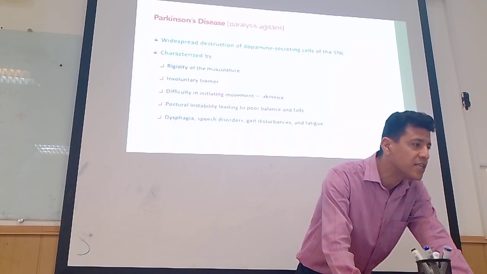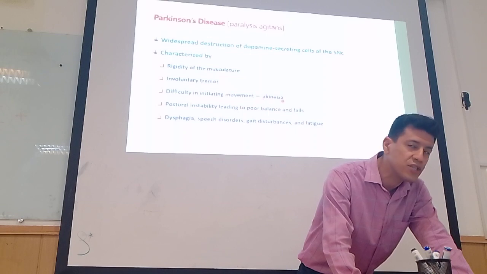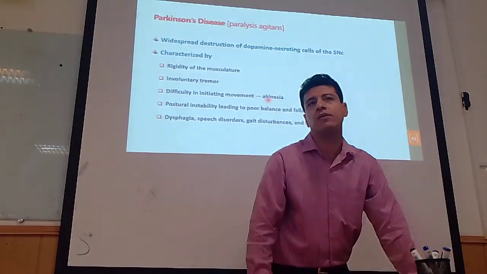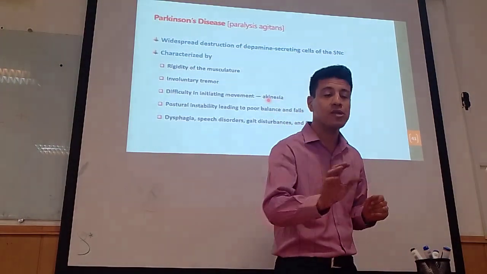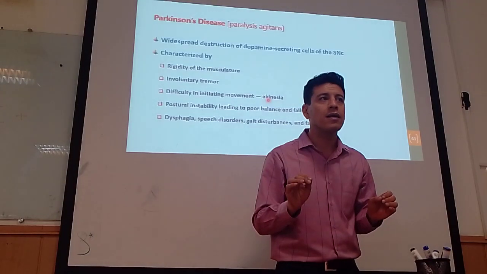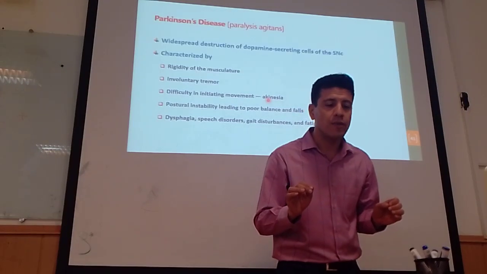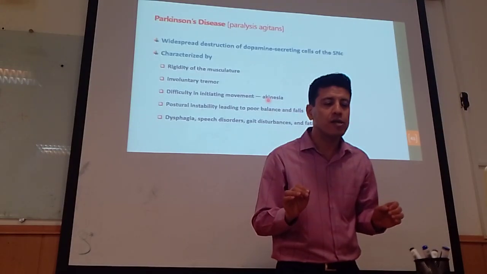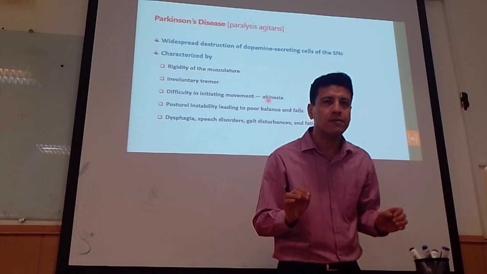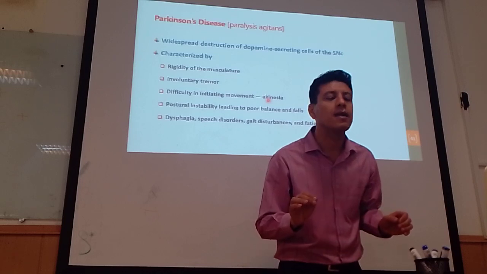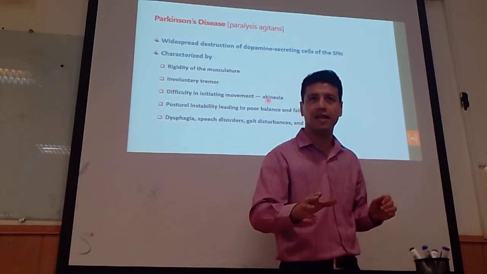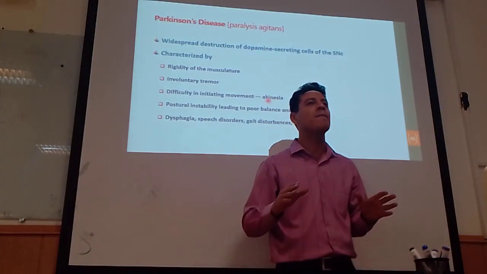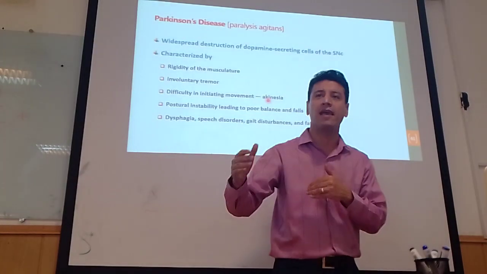Difficulty initiating movement, we call this akinesia. Okay? Akinesia is a problem with initiation of the movement. So the person wants to do this movement. Okay? The initiation is very slow. The patient tries to do this, it's very difficult, and after some seconds, it stops the movement. So we call this akinesia. So movement happens slower with some delay.